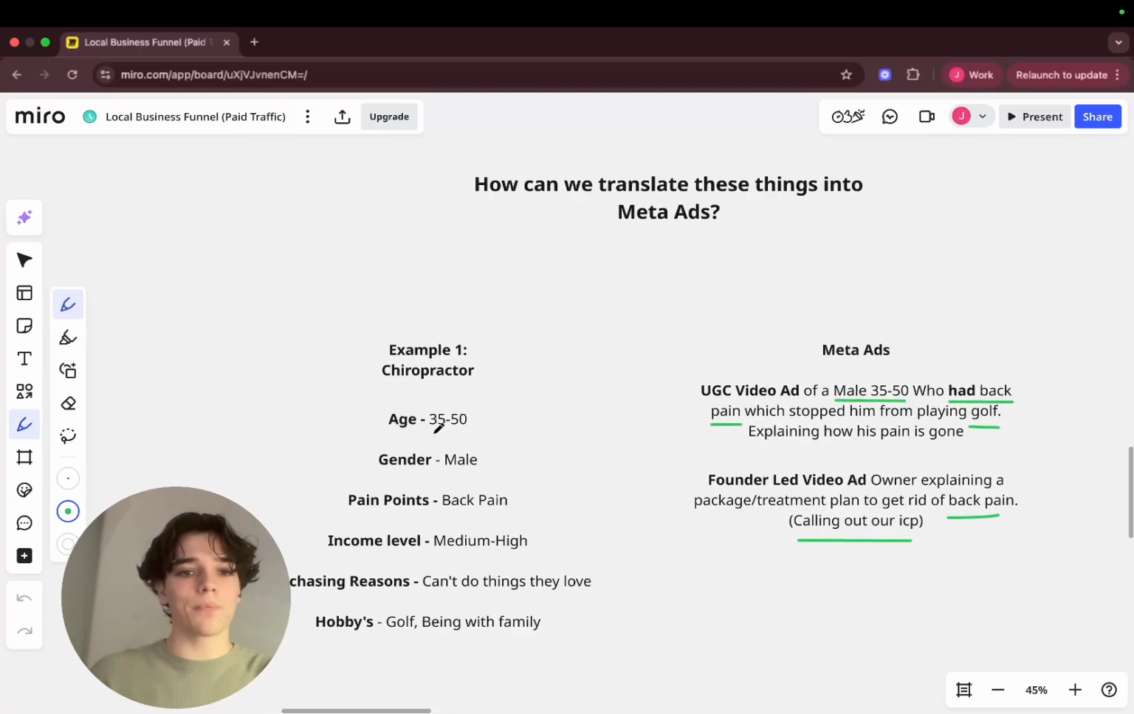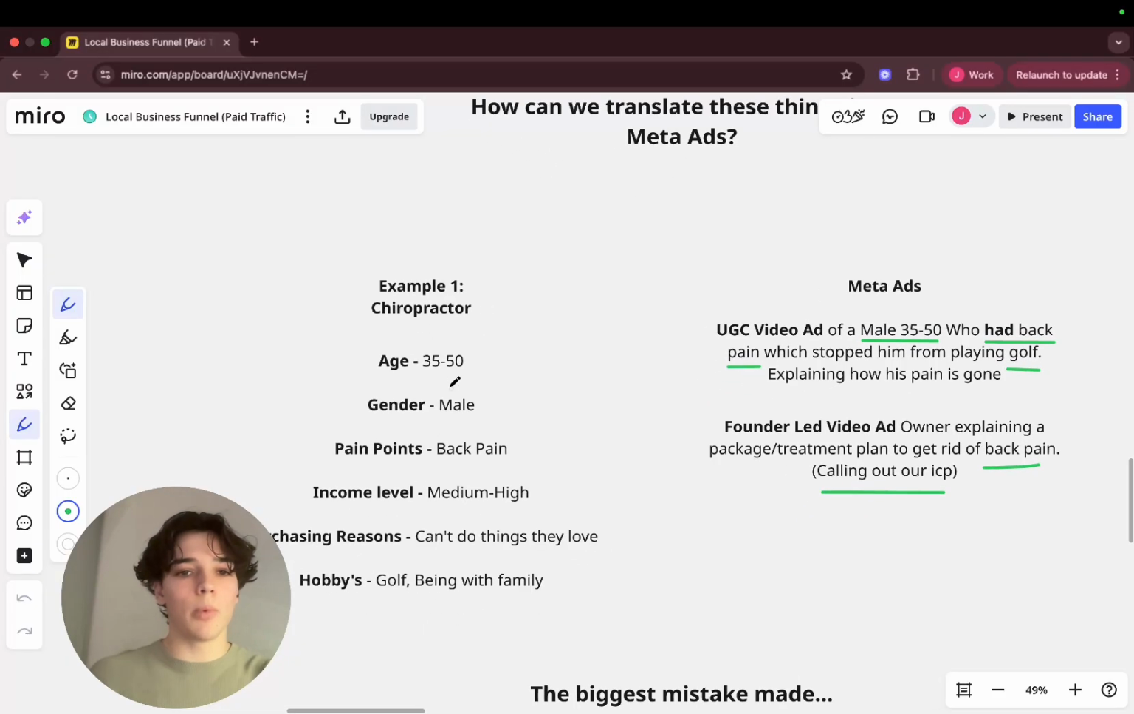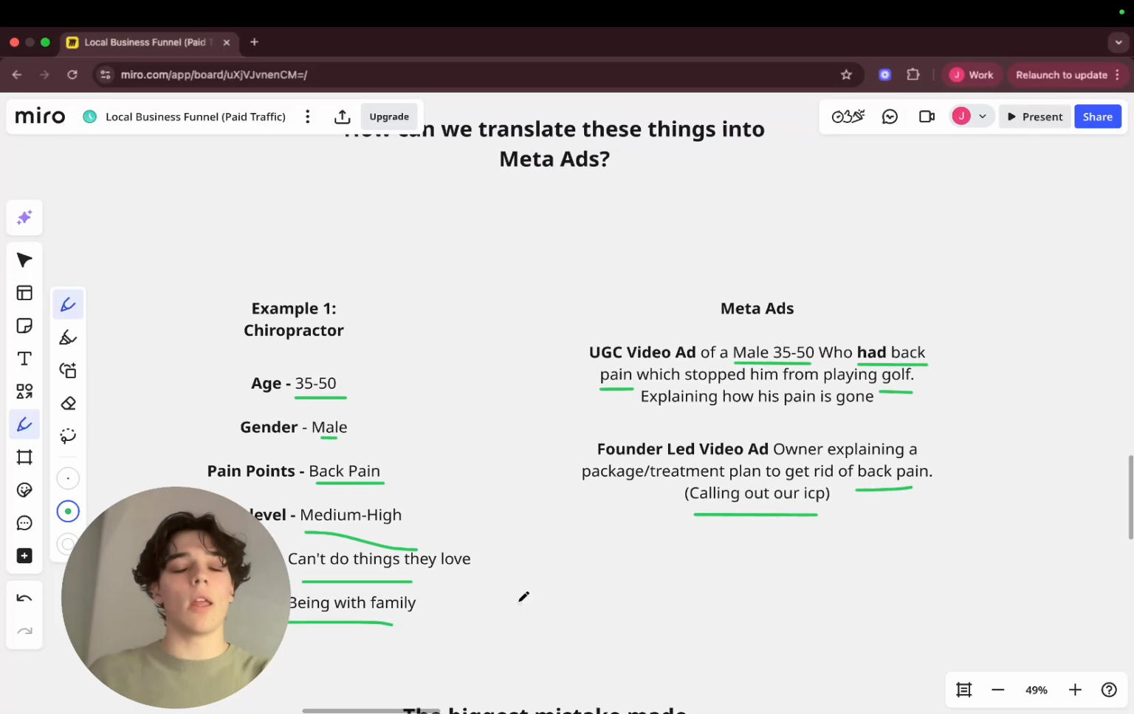For example, here with the chiropractor, you have somebody that's 35 to 50, male, back pain, medium to high income, can't do things they love, and their hobbies might be golf, being with family. So translating that into the ad, you're taking these pain points, their gender, their age, all these things, and actually turning it into an ad to talk to this person. Knowing how to do that is very important, because if you don't, then you might as well not have an avatar, because you can't even target them properly.